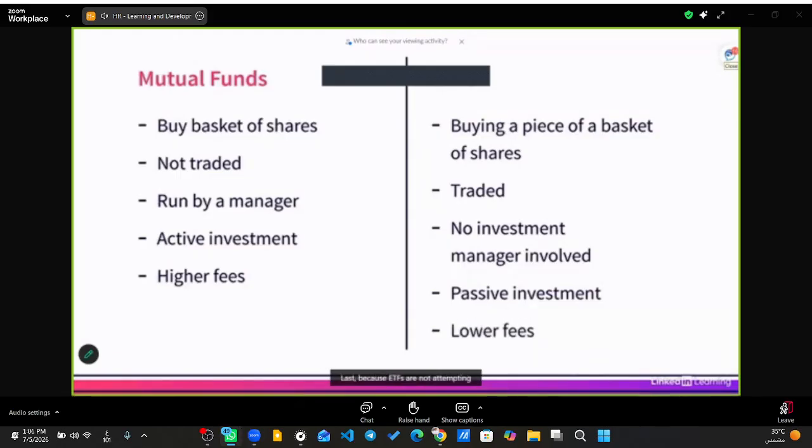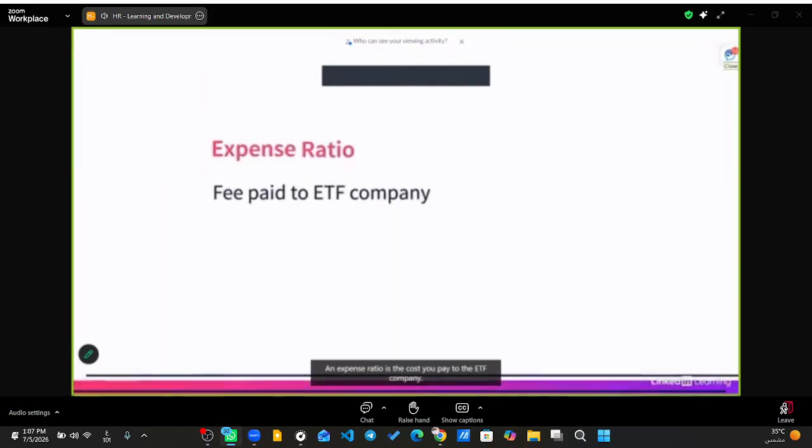Last, because ETFs are not attempting to outperform the market, they do not need to employ many portfolio managers or pay for the infrastructure used by a traditional mutual fund. As a result, ETFs usually have lower expense ratios, that is, lower fees for the investor, than mutual funds do. An expense ratio is the cost that you pay to the ETF company. It's a small percentage of the amount of money you have invested in the ETF. Pay attention to this.